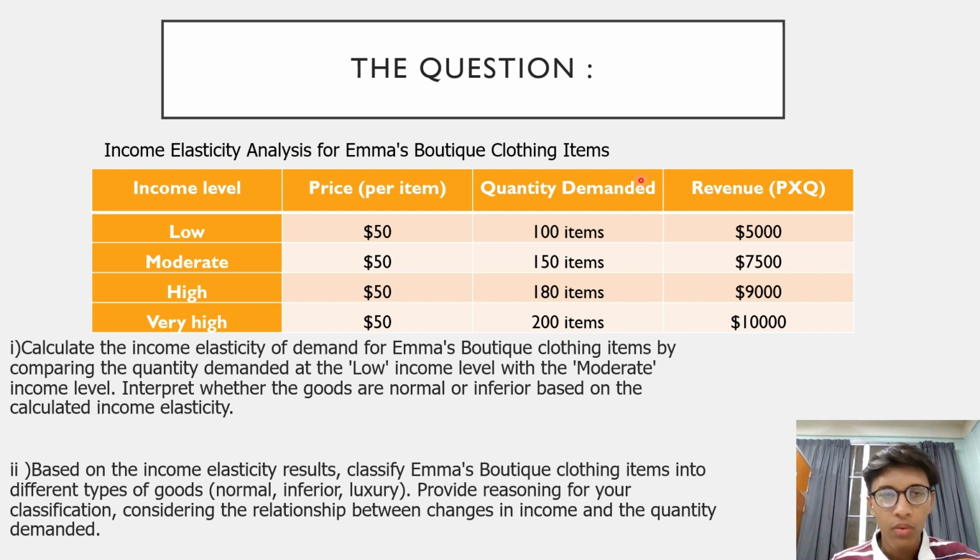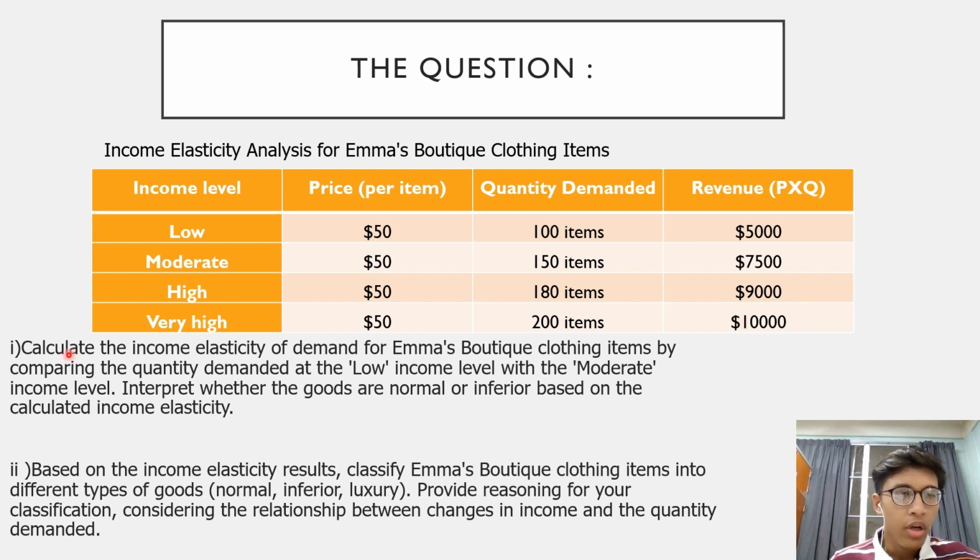And then for the revenue, the low income level is $5,000, moderate $7,500, high $9,000, and the last one, the very high income level, is $10,000.